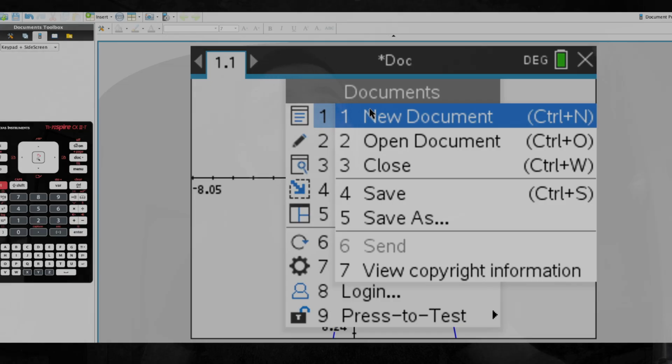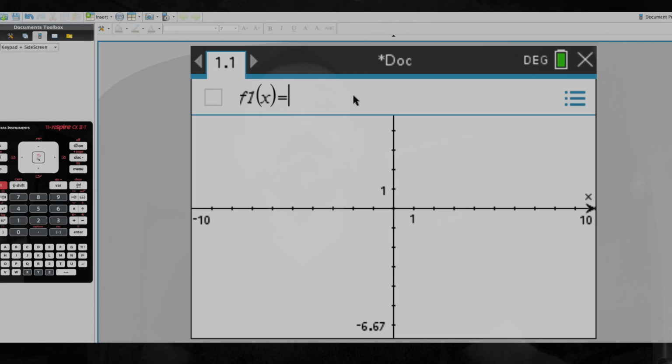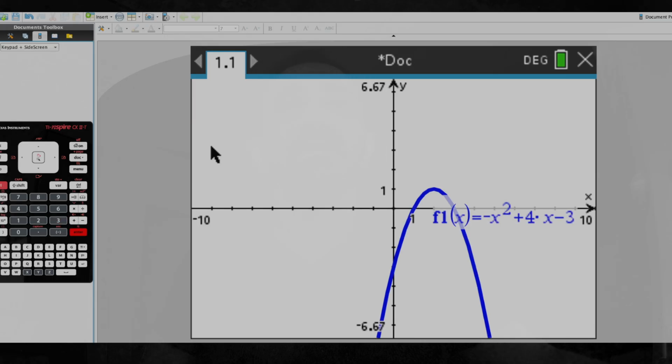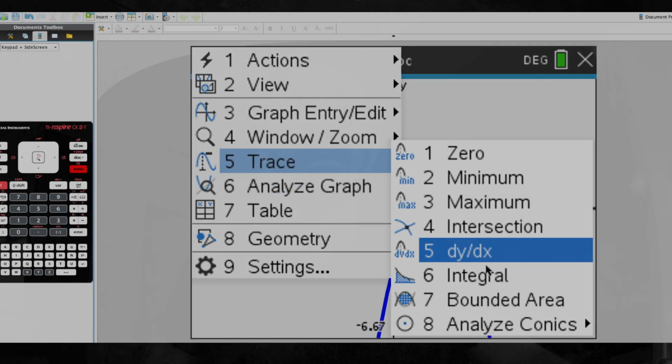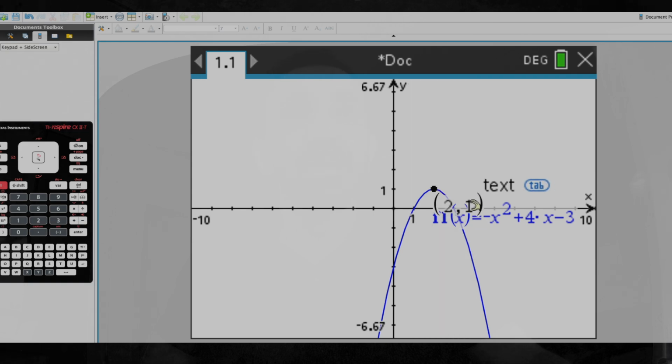You're going to make a new document. Don't save this. You're going to go and add graphs. Then you're going to put the equation. What is the equation? Minus x to the power of 2 plus 4x minus 3. Press enter. This is the graph. Can we go and find the coordinates of the vertex? Why not? Analyze graph, maximum point. Choose this interval, and as you can see, the vertex is literally what we found before.